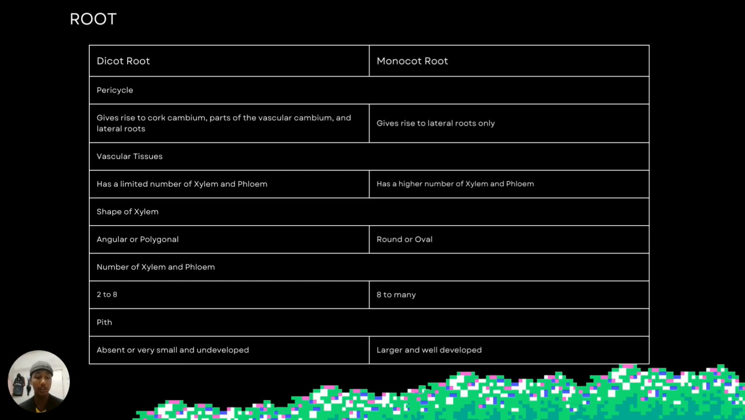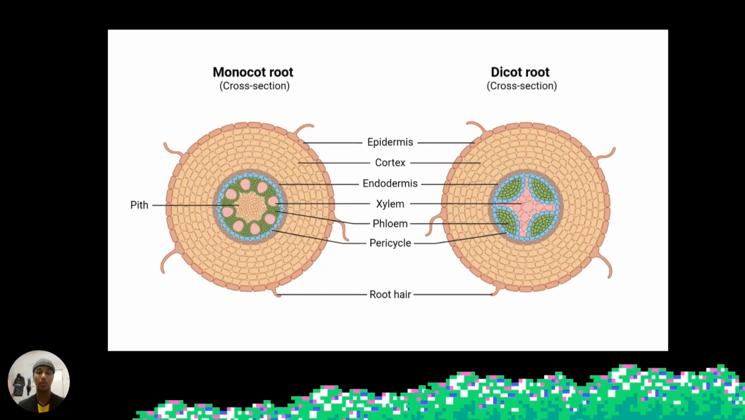The shape of xylem for dicot roots is angular or polygonal, and the shape for monocot roots is round or oval. The number of xylem and phloem for the dicot root is 2 to 8, and for the monocot root is 8 to many. And lastly, the pith is absent or very small and undeveloped for dicot roots, and for monocot roots it is larger and well developed. As you can see, this is the difference between monocot roots and dicot roots.